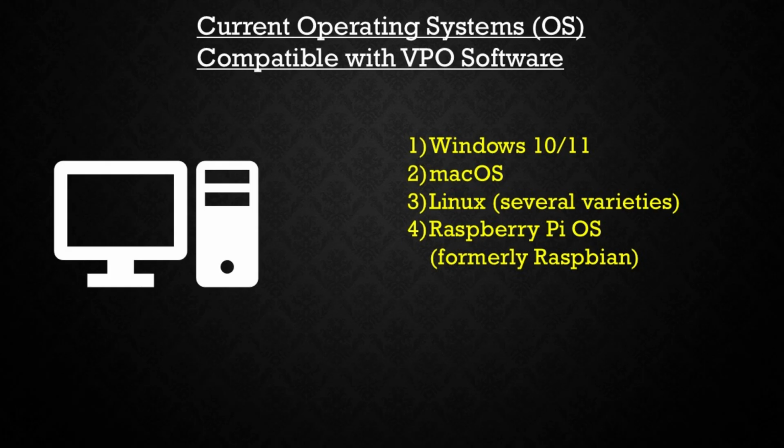So there's stuff in, for example, Windows that we never need for a VPO. We don't need a text editor. We don't need a web browser. We don't need all the other things that come with Windows. Same thing goes with Mac.